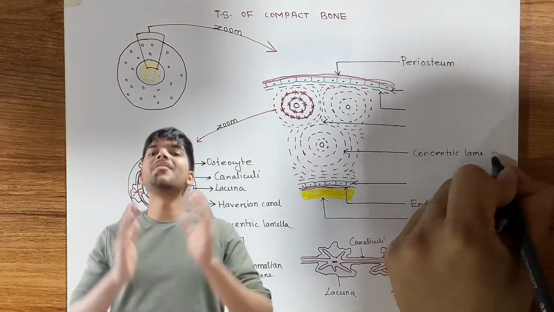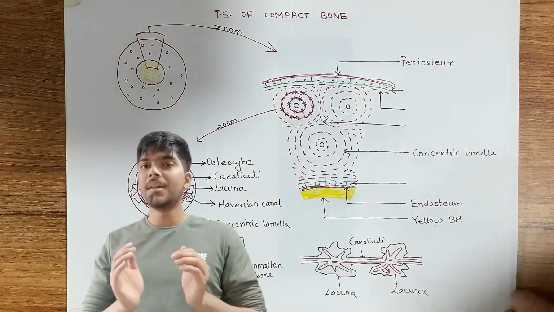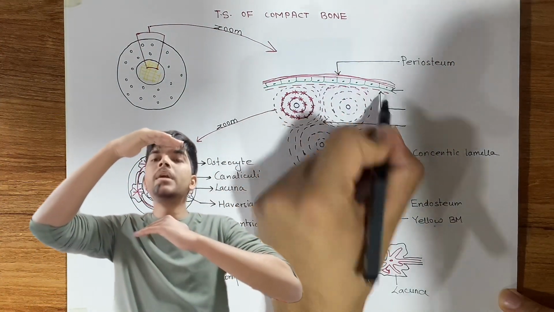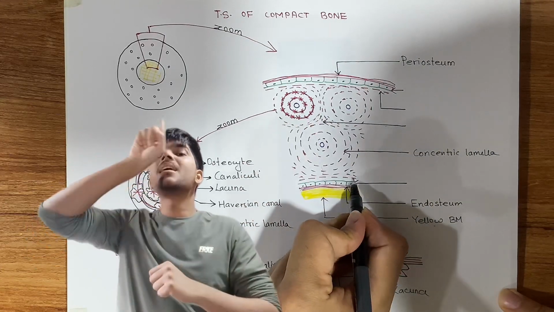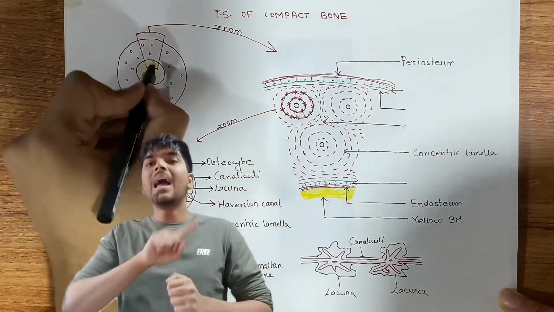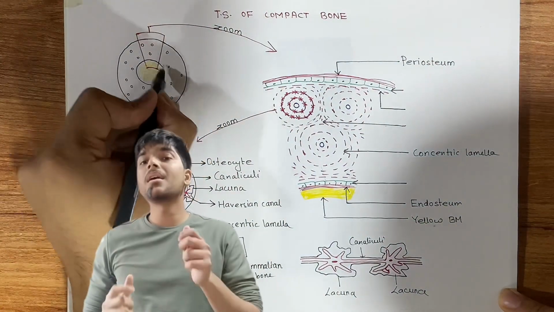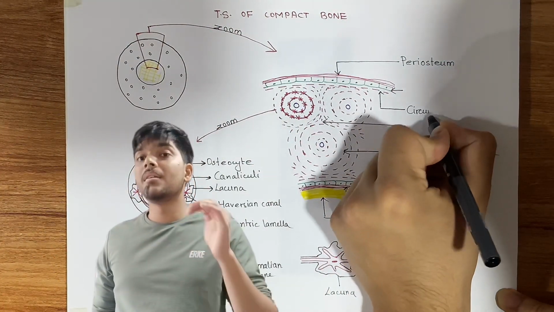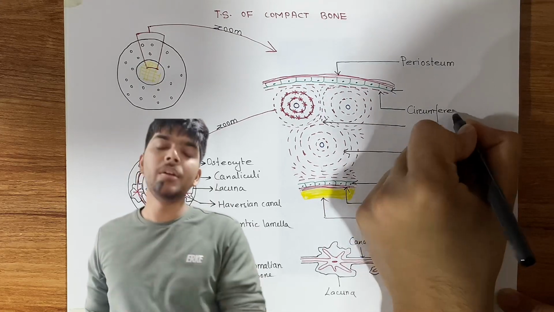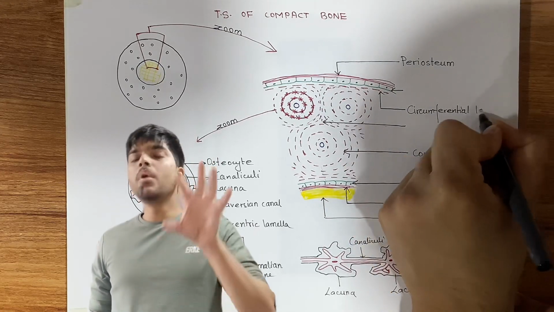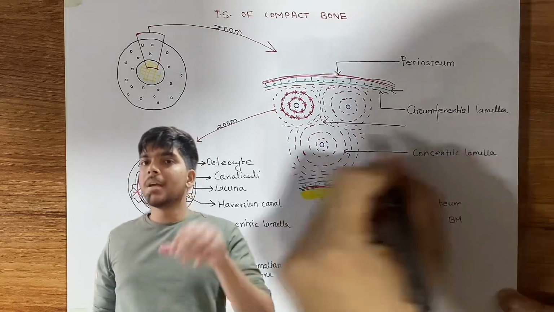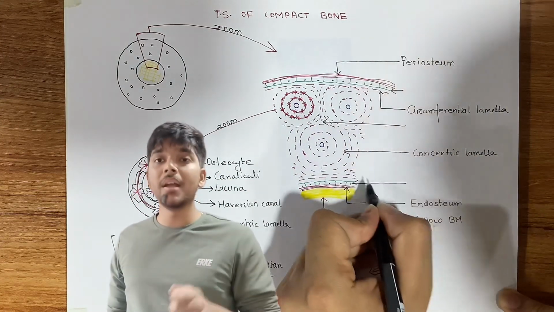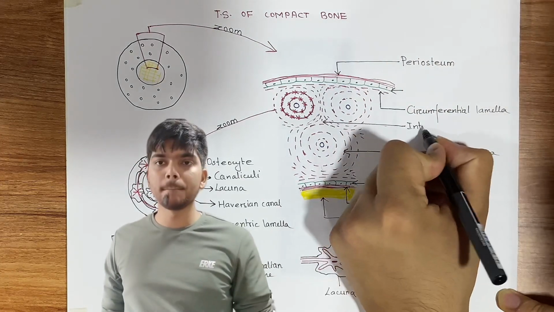Along with concentric lamella, there are other lamella. The one right beneath the periosteum or right above the endosteum, encircling the circumference of periosteum and endosteum, is your circumferential lamella, because it's found at the circumference of periosteum and endosteum. In between the osteons or Haversian systems, there are spaces, and these spaces are also filled with lamella called interstitial lamella.